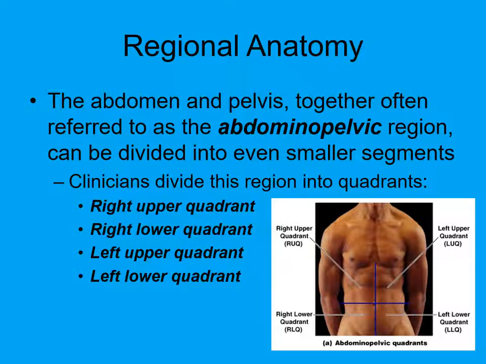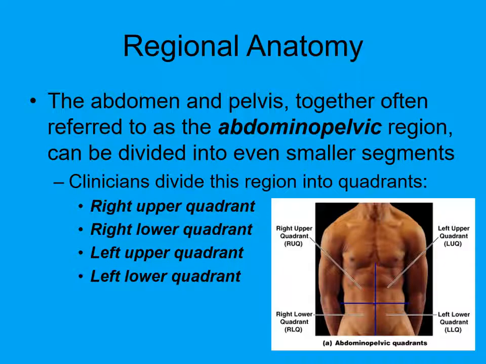Regional anatomy. Once again, the abdomen and the pelvic area is known as the abdominopelvic region, and we often divide it into smaller segments. First, you can divide it into quadrants. Appreciate this now because they're really nice in the name. We have the right upper quadrant, the right lower quadrant, left upper quadrant, left lower quadrant. And when we talk about right and left, it's always going to be the patient's right and left. So just keep that in mind.